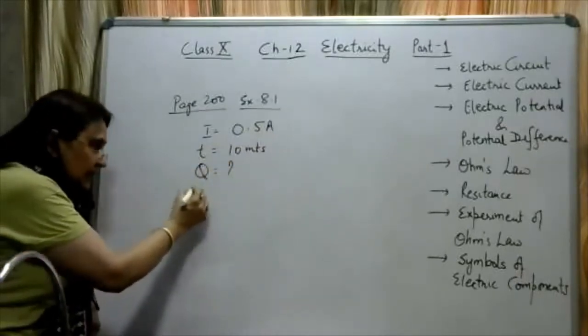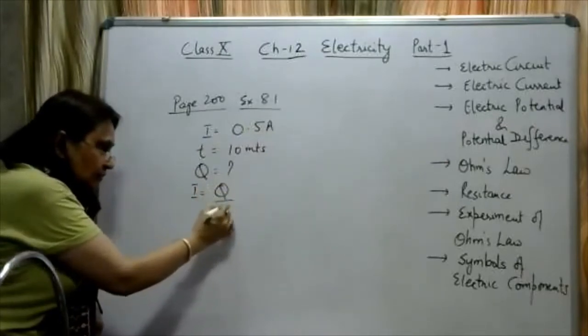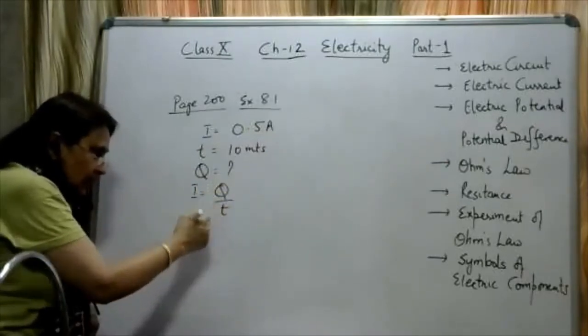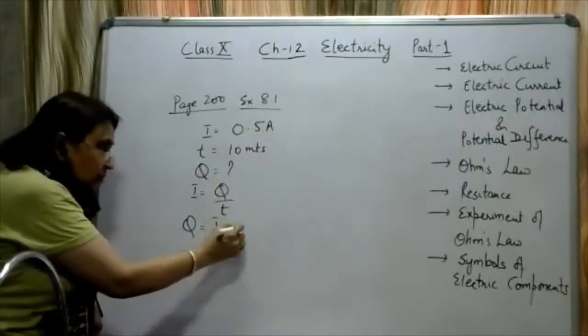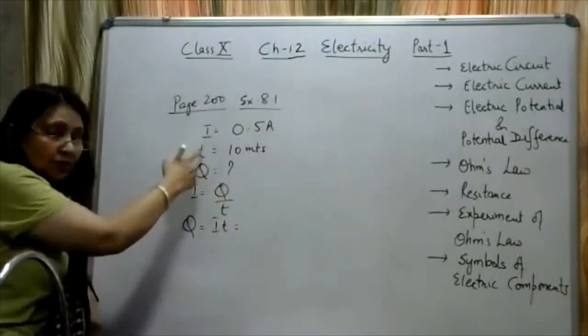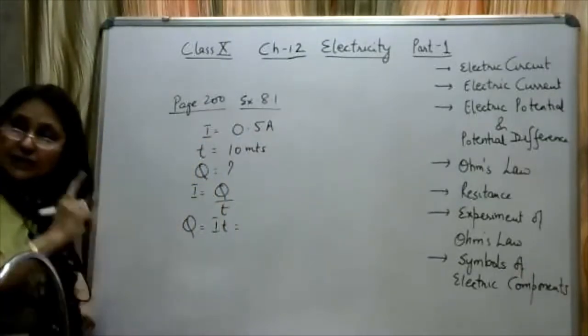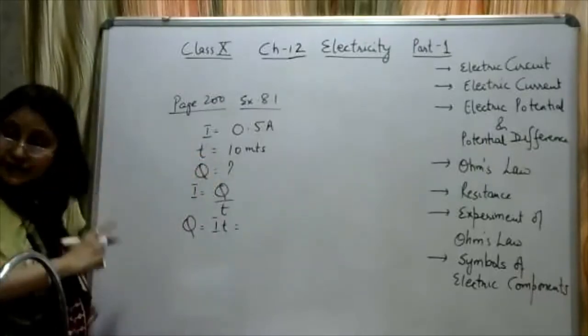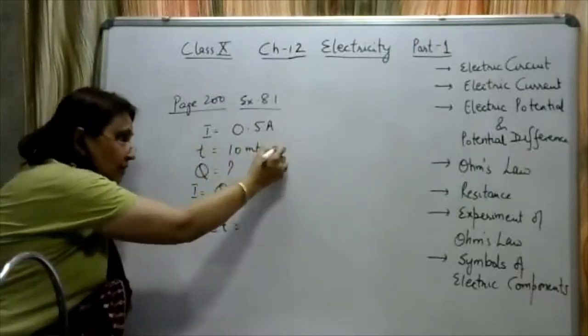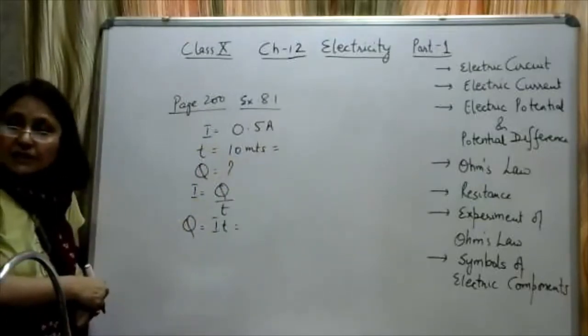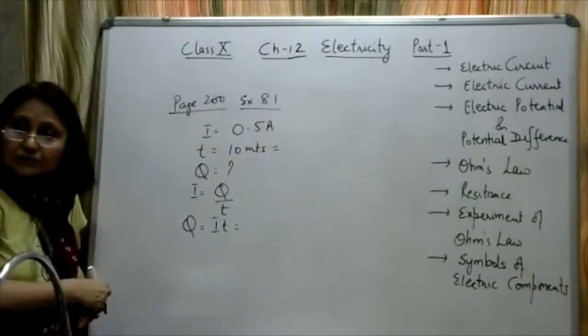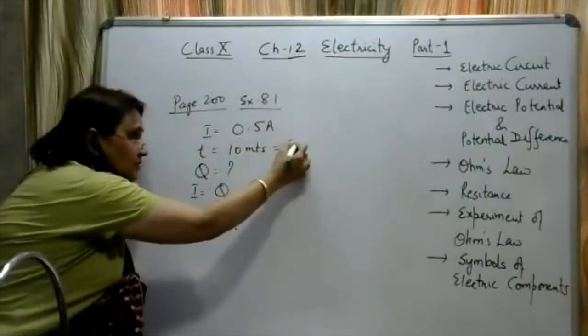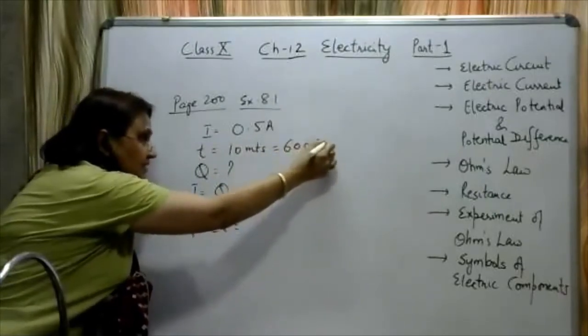We know that current is equal to charge flown per unit time. So from here, charge is equal to current into time. Okay, all these should be in SI units. The SI unit of current is ampere. The SI unit of time is seconds. So here we'll convert 10 minutes into seconds. We know that 1 minute is equal to 60 seconds. So 10 minutes is equal to 10 into 60, that is 600 seconds.